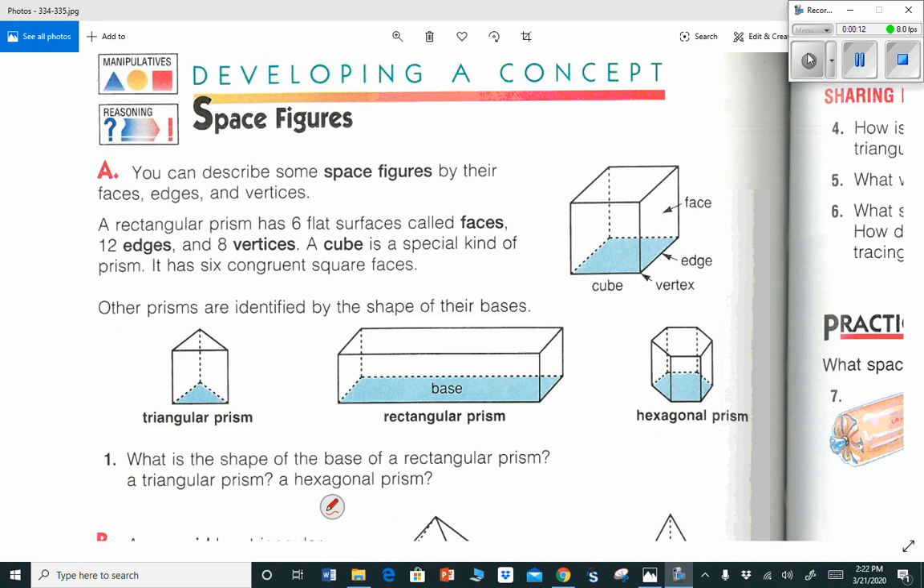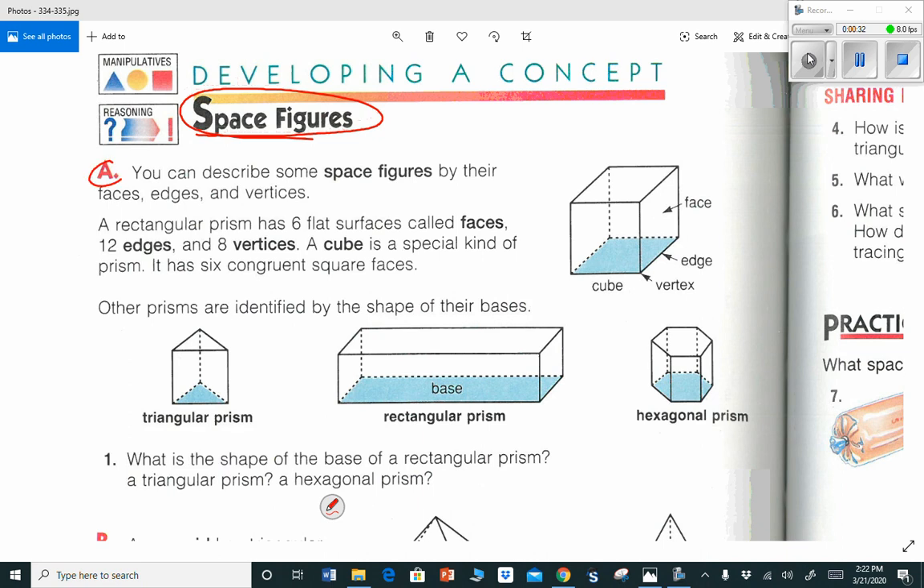Okay, this lesson is called Space Figures. No, it does not have anything to do with outer space or UFOs. It just means we're going to talk about three-dimensional figures. And if you were in my room, I'd show you a bunch of them, but we have drawings instead. So I guess that will do.